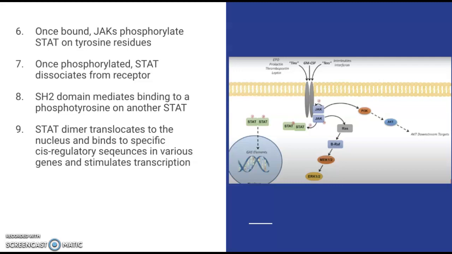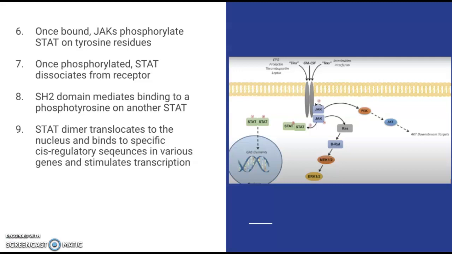And from there, it can bind to another phosphorylated STAT protein, and that will create a dimer, a STAT dimer, and that dimer will translocate to the nucleus and bind to specific sequences and stimulate the transcription of genes.